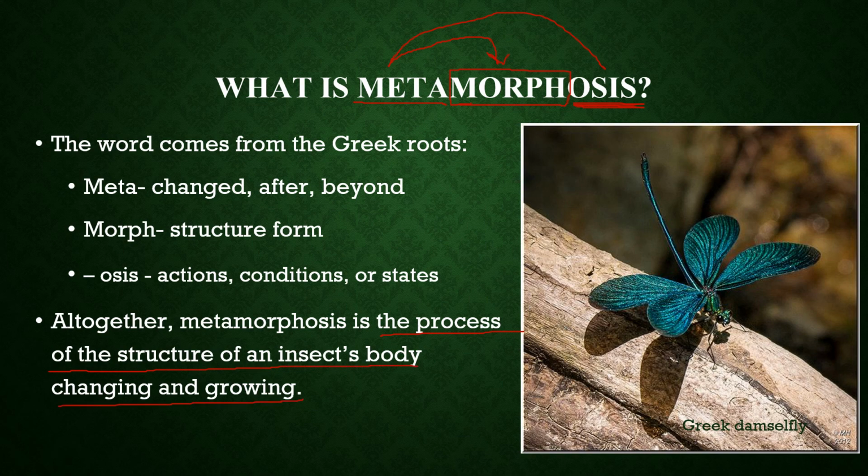Okay, so if this is the process of the change in structure of the insect, we're going to look at two different types. A complete metamorphosis, where the insect actually looks totally different as an adult than it did as an egg or in the earlier stages. And then we'll also look at incomplete metamorphosis, meaning there's not a complete change. There's some differences, but generally the structure looks exactly the same.